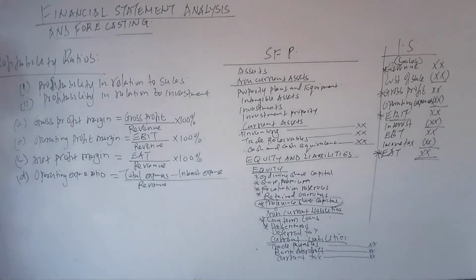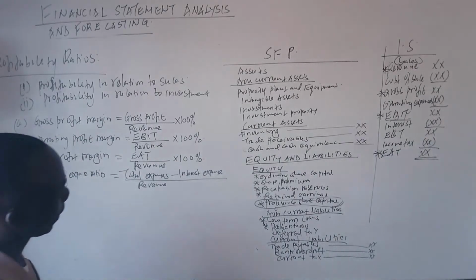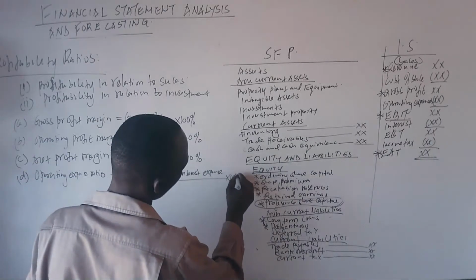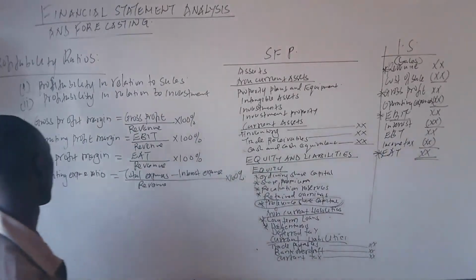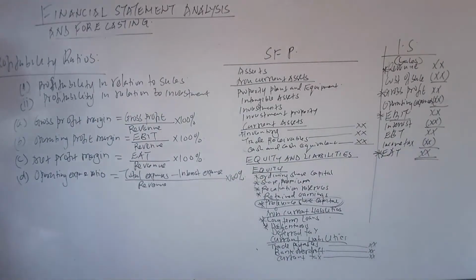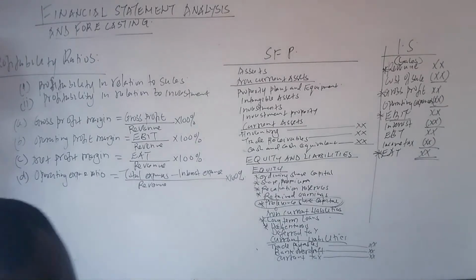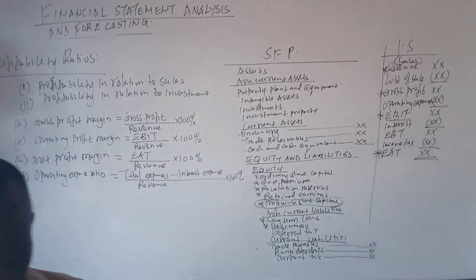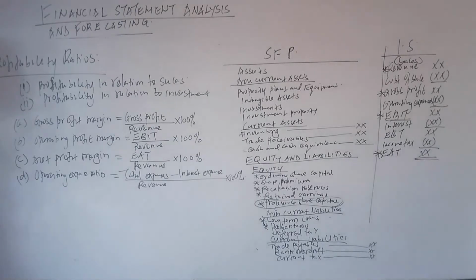Then you multiply by 100%. That is how you get the operating expense ratio.